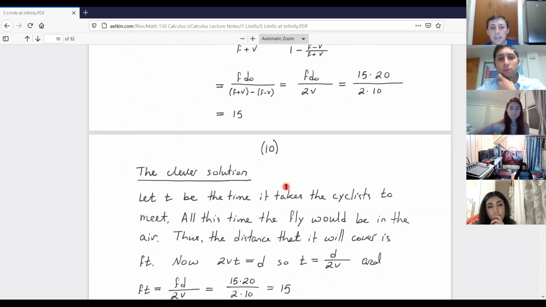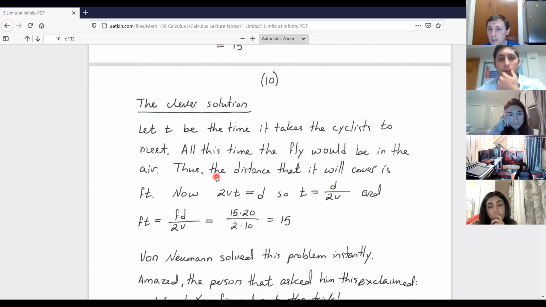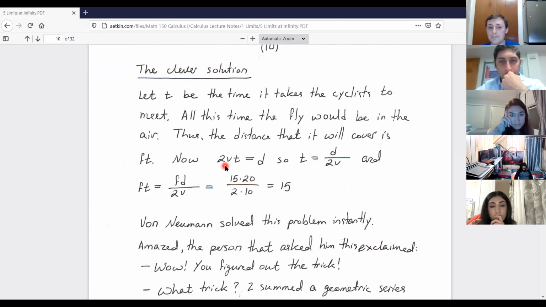And this is the clever solution we already discussed, right? So you already understood that you can avoid this infinity. You can ignore it in some sense, even though it's there in this problem. You can ignore it and still get the right answer.